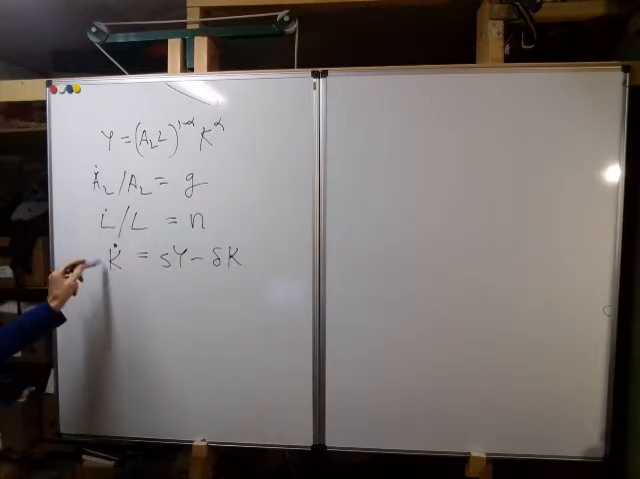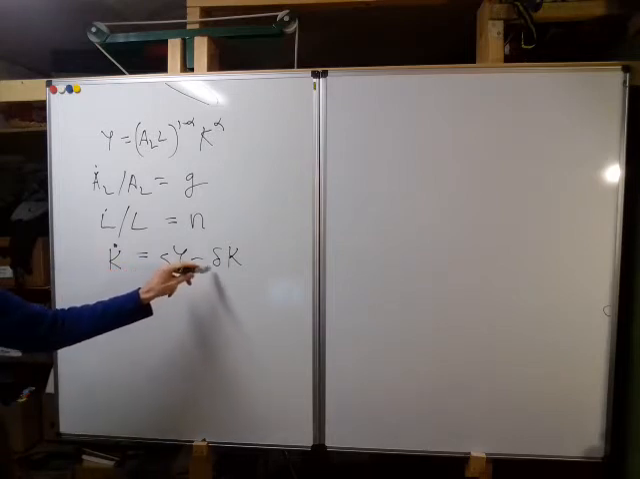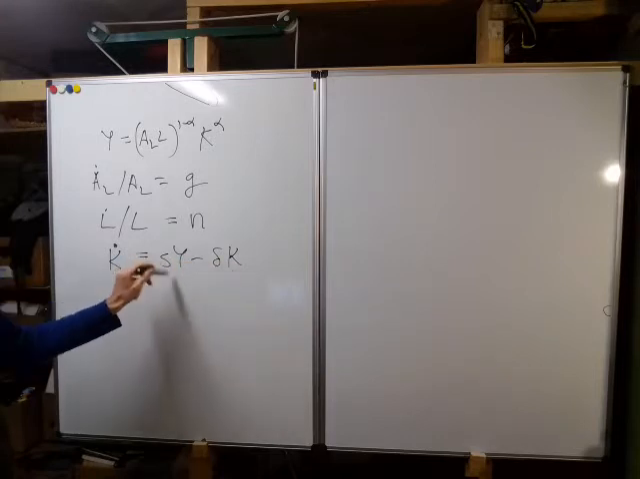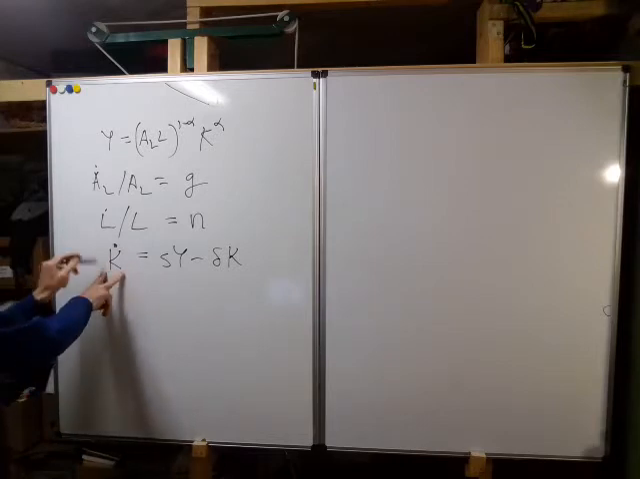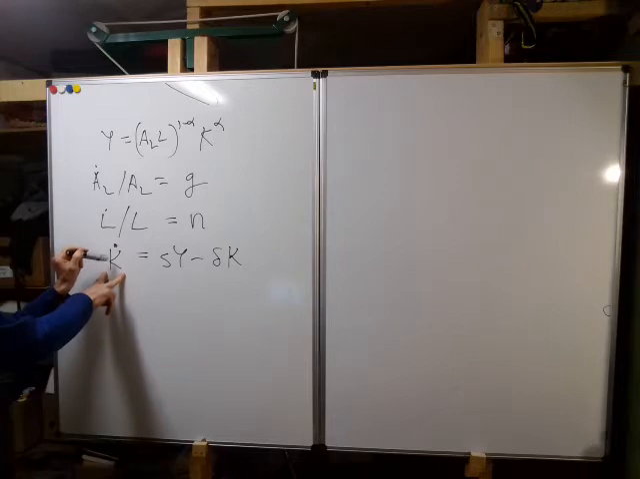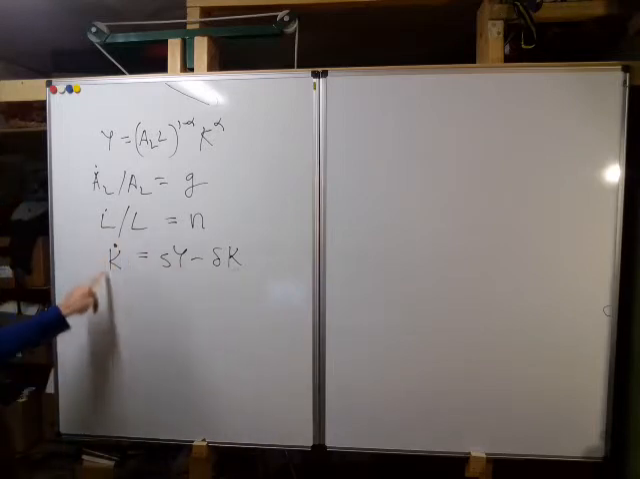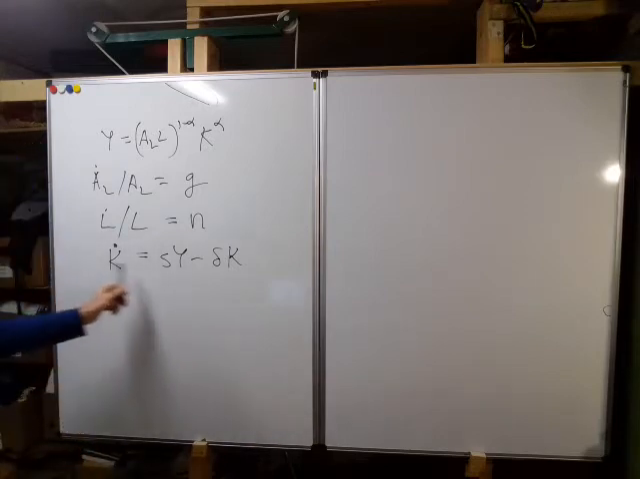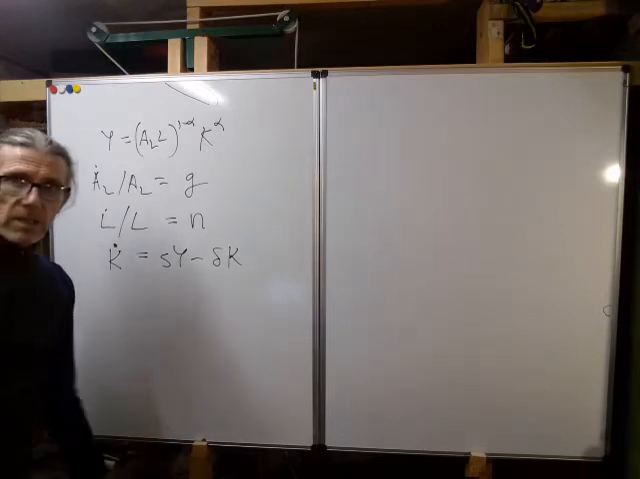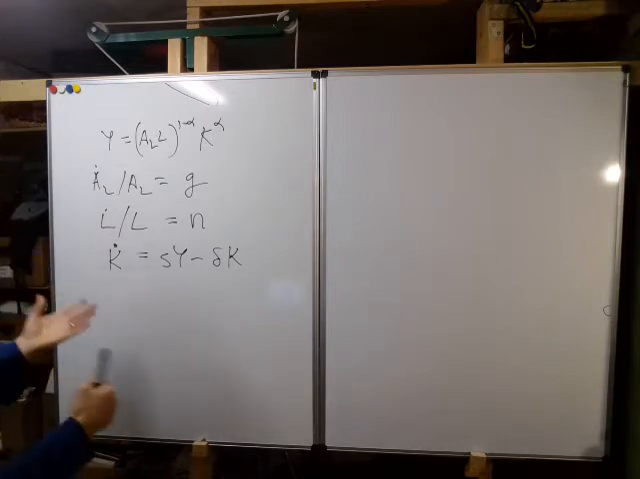So instead of K_{t+1} is K_t minus delta K_t plus sY_t, I've got K dot, which is like K_{t+1} minus K_t. So if you think of this as K_{t+1} minus K_t, then everything else is the same. K dot is the extra capital over time. So this is the equivalent in continuous time of the discrete time one we had before. Now, what is going to happen over time?